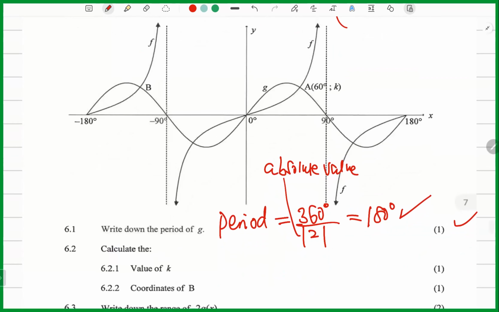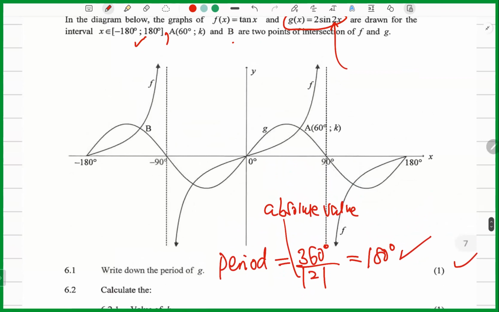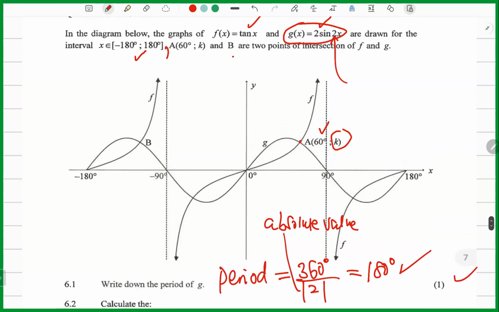So let's look at the value of K. Right, K is sitting here. What is the value of this K? It is the y coordinate of the point A, but the x coordinate of the point A is 60 degrees, and we just need to get the y coordinate. But it is the point of intersection of the 2 functions, so you can use any of the 2 functions to do this. So the easiest one would be this one, the f function.